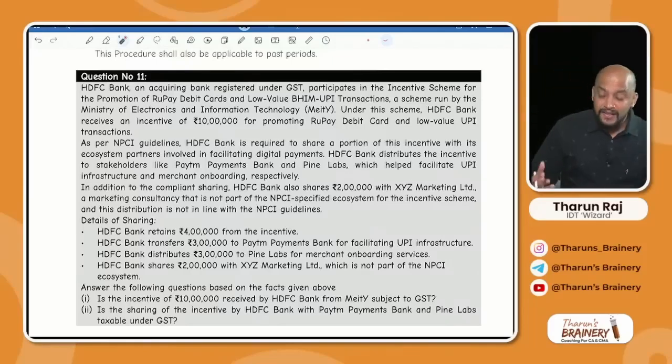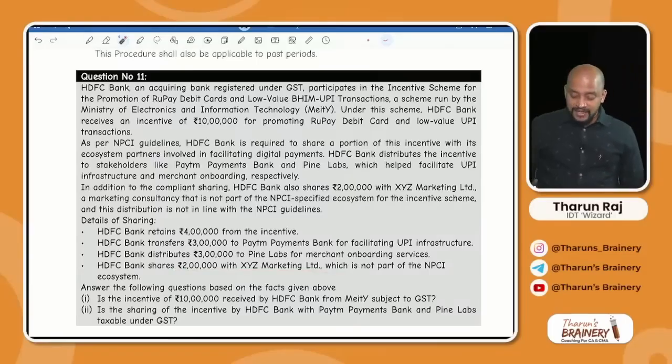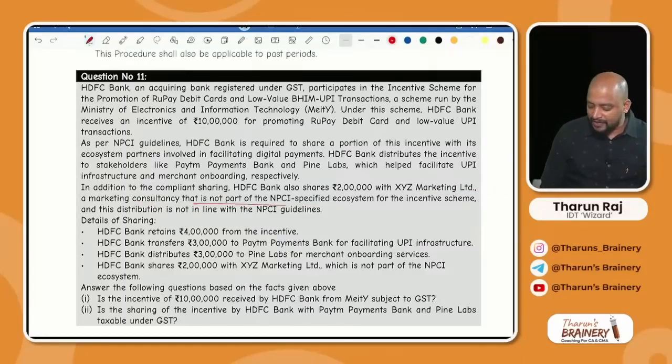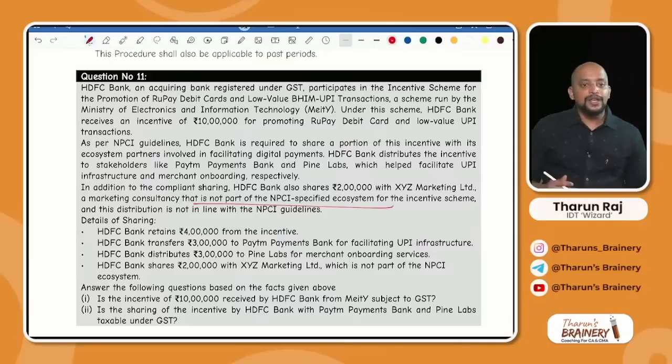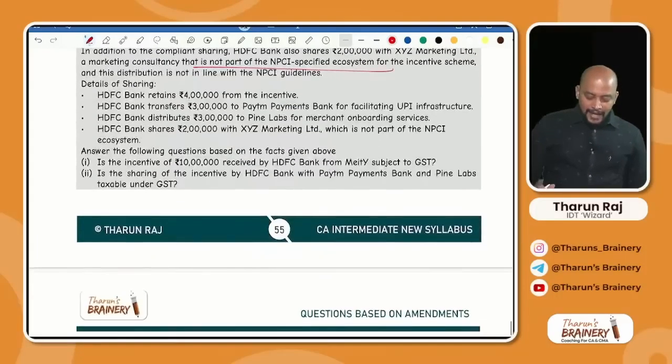Is it clear? Whereas 2 lakhs received by XYZ Marketing, whether XYZ Marketing is specified by NPCI? No. See that XYZ Marketing, a marketing consultancy, is not a part of the NPCI specified ecosystem. So money received by them will be taxable. Now, answer the following questions based on the facts given above.